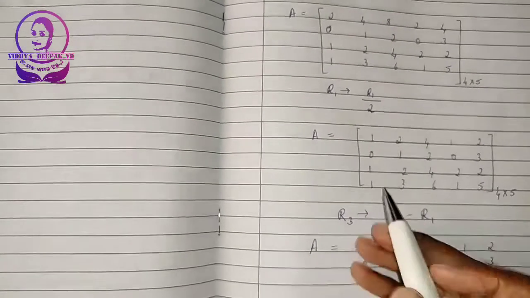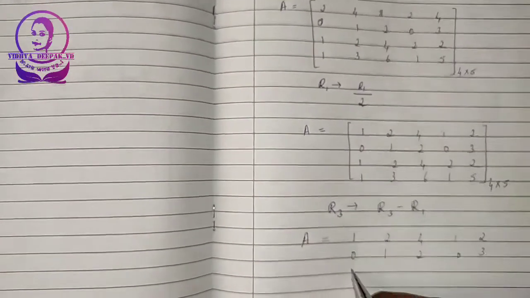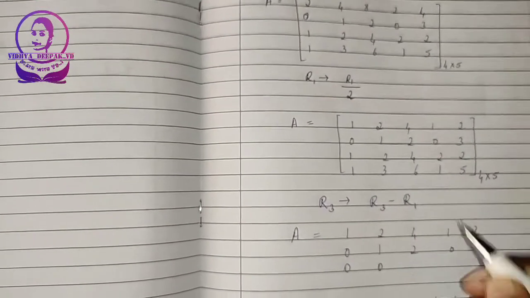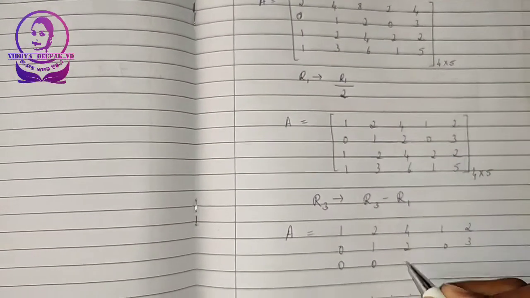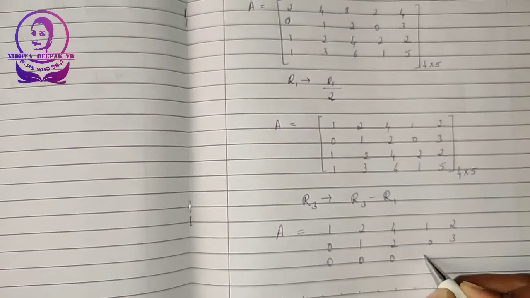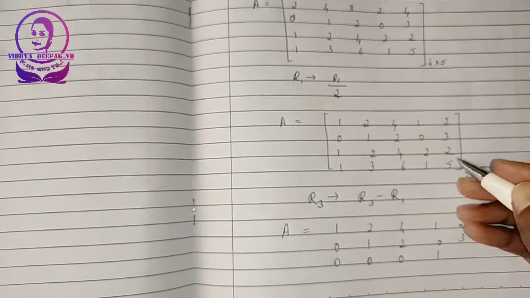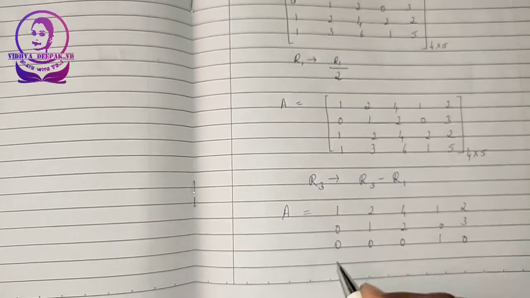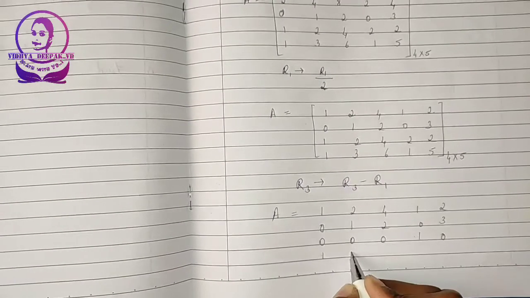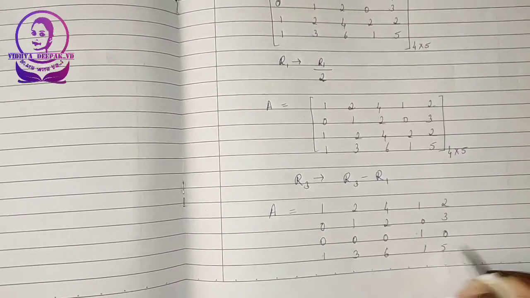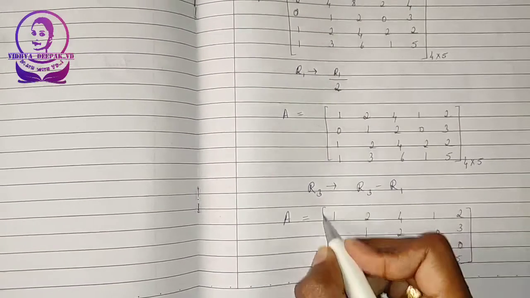Now my row R3, what does it become? 1 minus 1, 0. 2 minus 2, 0. 4 minus 4, 0. Again 2 minus 1, 1. 2 minus 2, 0. And my fourth row also remains the same, that is 1, 3, 6, 1, 5.